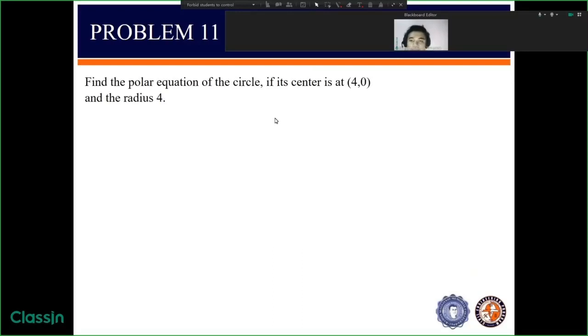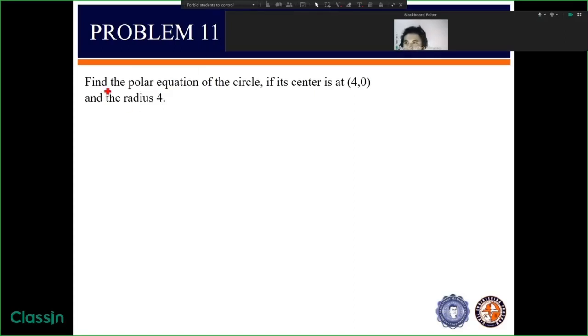So here in problem 11, we have to convert a rectangular equation, a standard equation, into a polar equation, which is a circle. We need to find the polar equation of a circle if its center is (4, 0) and its radius is 4. This is very simple when we know the conversion process and the equivalent polar and rectangular equations.